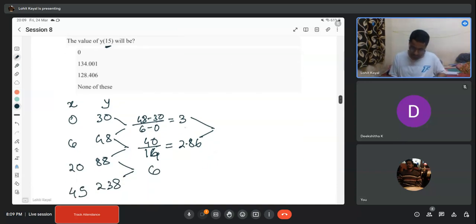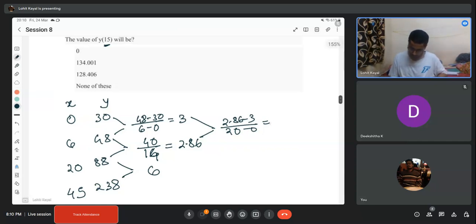So here, with 2 points, the numerator is easy: 2.86 minus 3, and for the denominator just follow the arrow. It is coming from 20, right? Yes, it is coming from 20, and this 3 is coming from x equal to 0. So it is 2.86 minus 3 by 20, equal to minus 0.007.